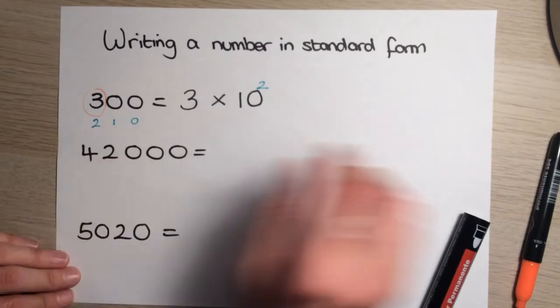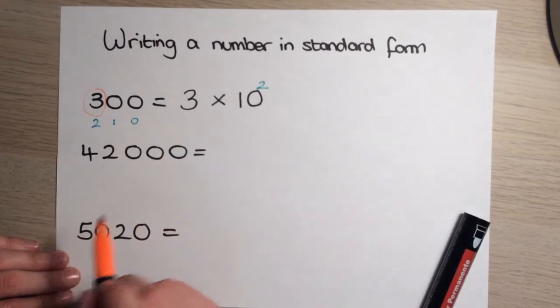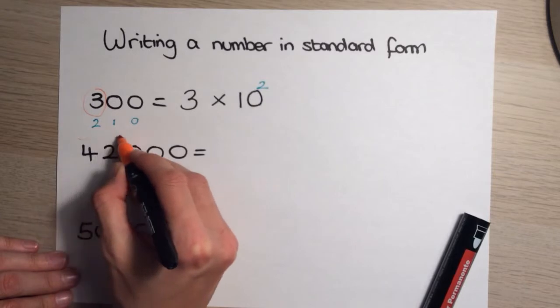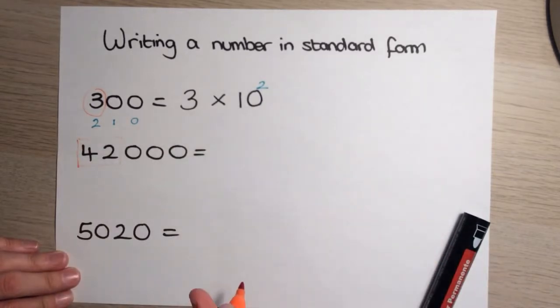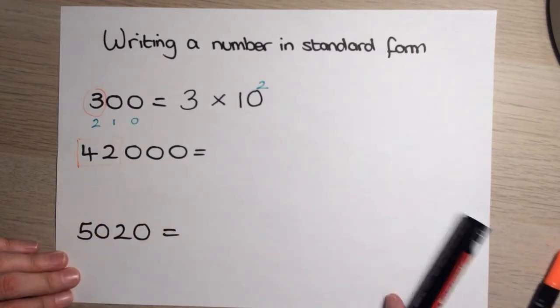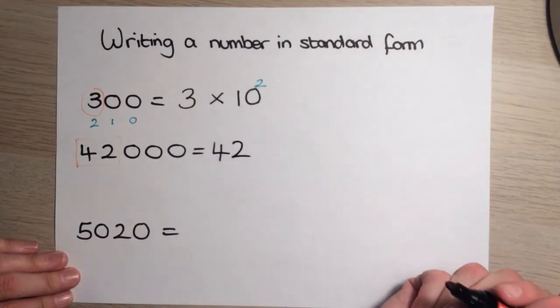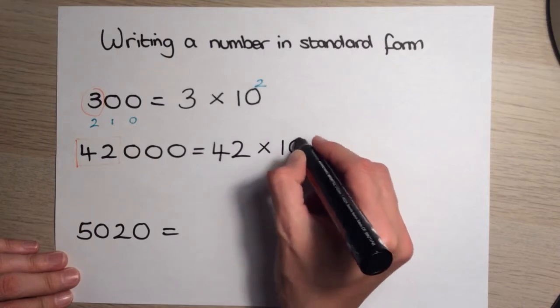So let's try and apply that method to another example. So we've got 42,000. I'm going to start off by looking at all the digits that are numbers, okay, not 0, okay, and then I'm going to write those here on the right hand side, and I'm going to multiply that by 10.